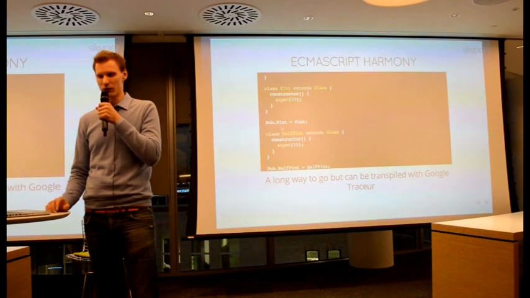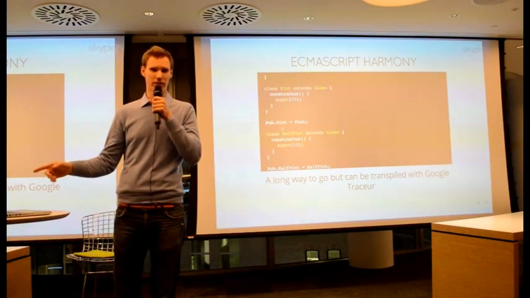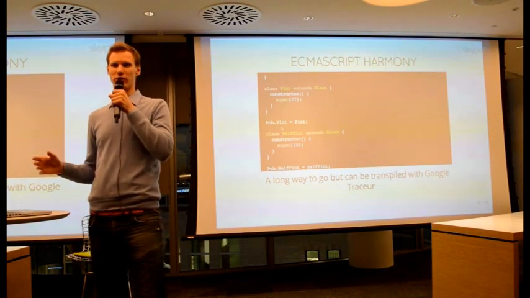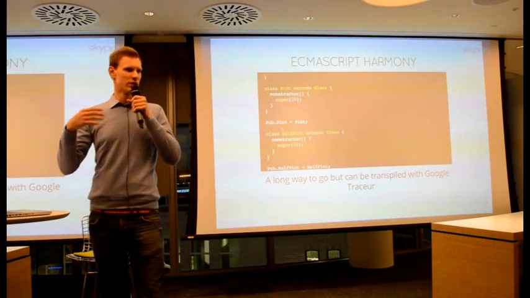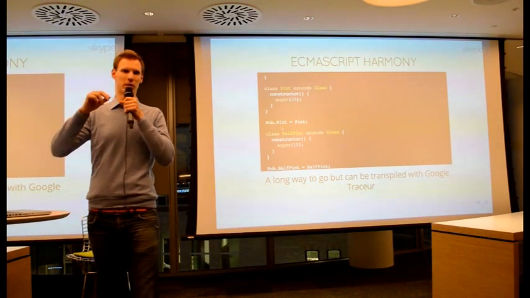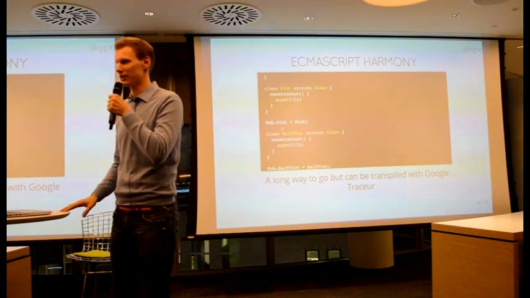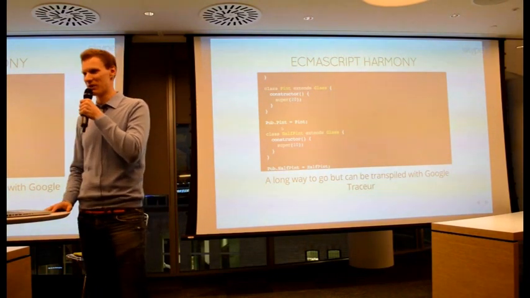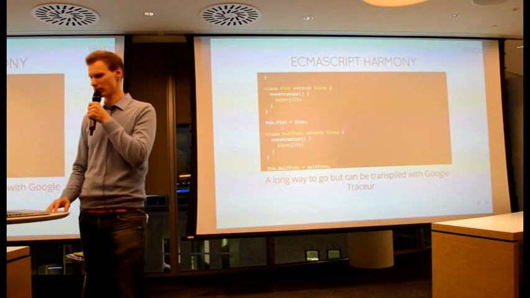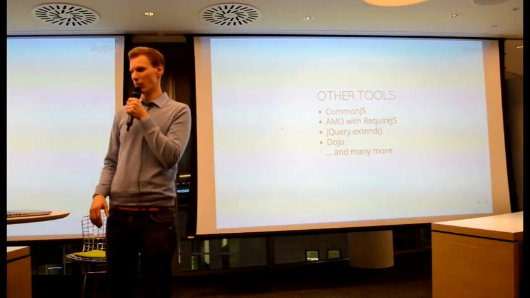So actually there are no browsers that support this, so you cannot run this in a browser. But using the Google Traceur, I don't know the pronunciation, which is a transpiler, it will generate JavaScript that is compatible with the current browsers. So one day, I know probably in 5 years, when ECMAScript Harmony will be mainstream, you will be able to just drop the transpiler and just use it as plain JavaScript.